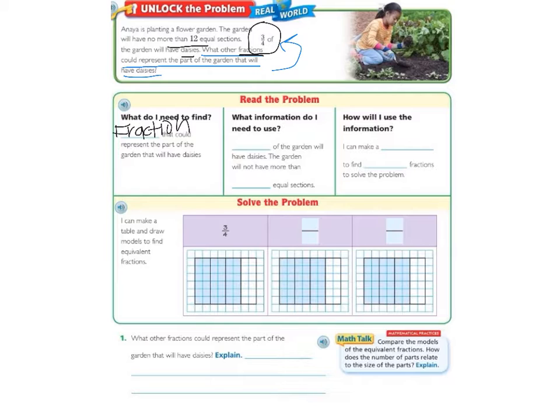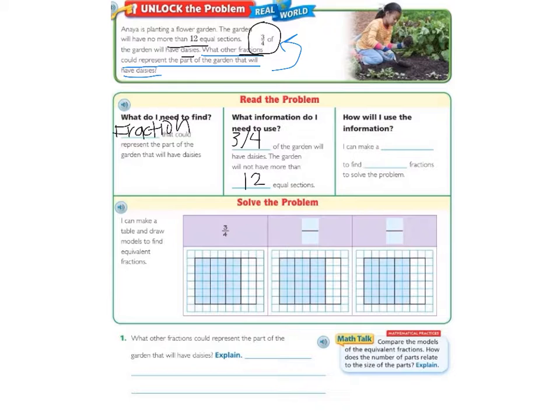We know that 3/4 of the garden will have daisies, and that we are not going to cut the garden into any more pieces than 12. So we don't want a factor that is bigger than 12. Sorry, I'm going to rewrite that. 3 out of 4, 3/4.